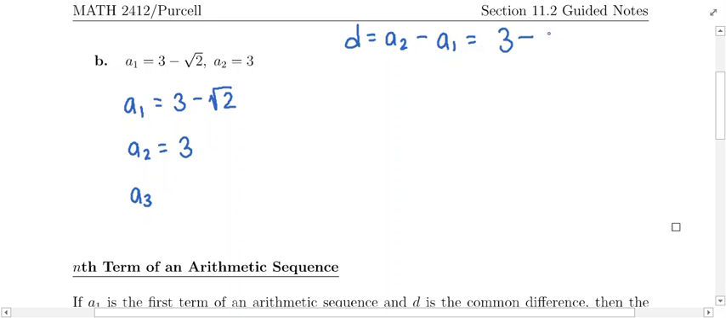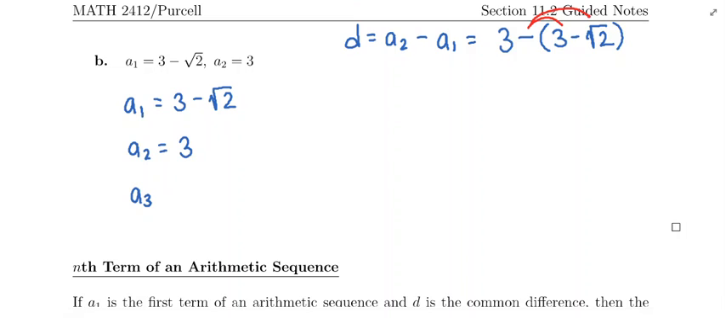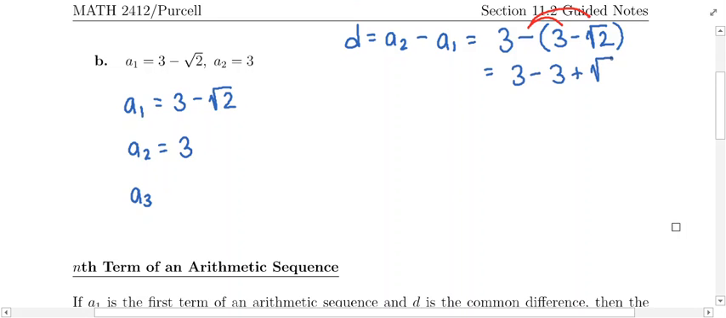Now, A1 is kind of a crazy number because you've got the square root in there, but 3 minus the square root of 2 is a number itself. We're going to subtract the whole thing. Be careful here. You need to subtract the entire quantity. You're going to have to distribute this negative to make sure you do it right. So we'll get 3 minus 3, and then minus a minus will become positive. So we learn from this little exercise that the common difference is the square root of 2.